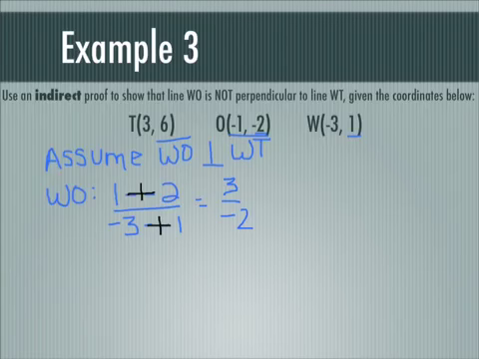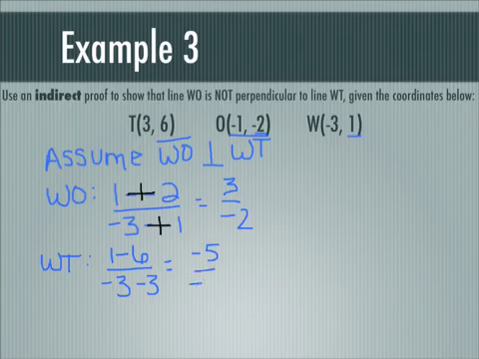And then let's do WT. WT would be 1 minus 6 over negative 3 minus 3. 1 minus 6 is negative 5. And negative 3 minus 3 is negative 6. So I could really call that positive 5 over 6. Now at this point, I know you're looking at that and saying, well, they're not opposite reciprocals. Okay, you're right, they're not.